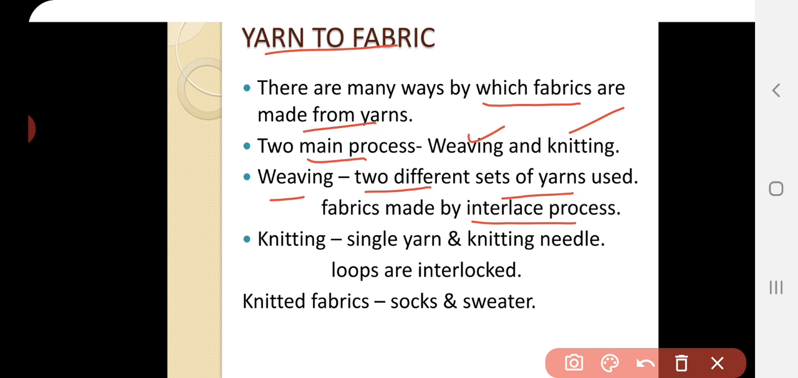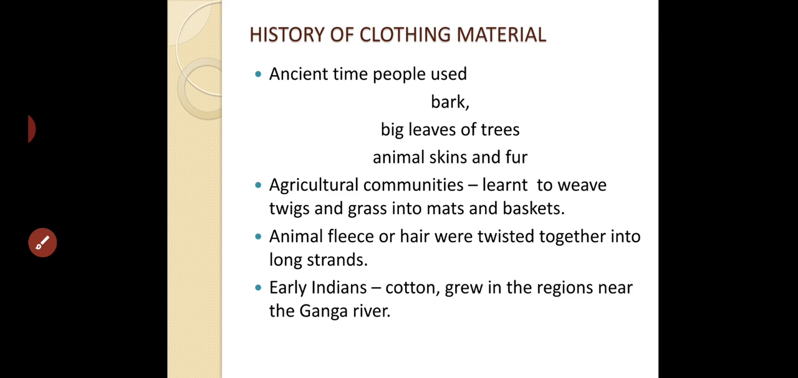And the next process is knitting. Here a single yarn is used, only one thread, along with knitting needles. Loops are formed, and these loops are interlocked with other loops, which makes a piece of fabric. Knitted fabrics are, for example, socks and sweaters. So this is about yarn to fabric.